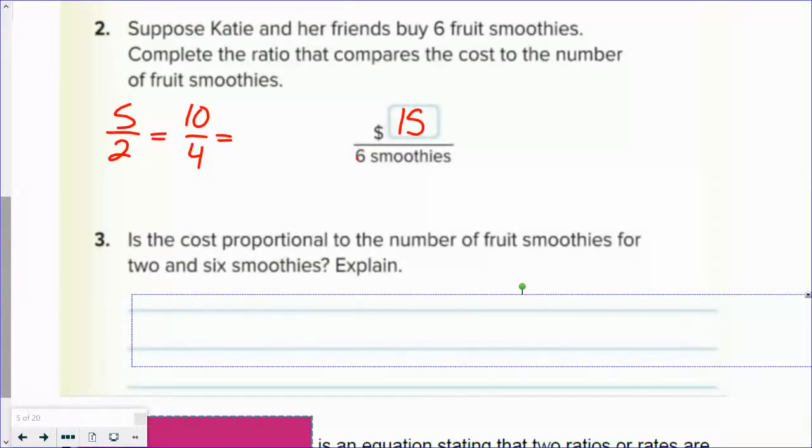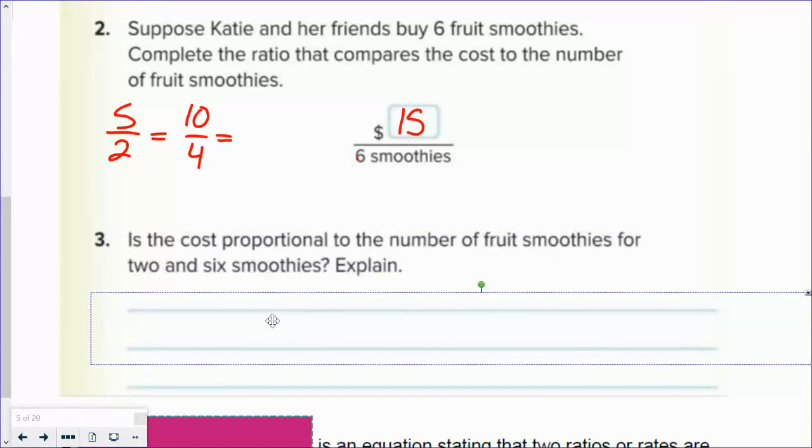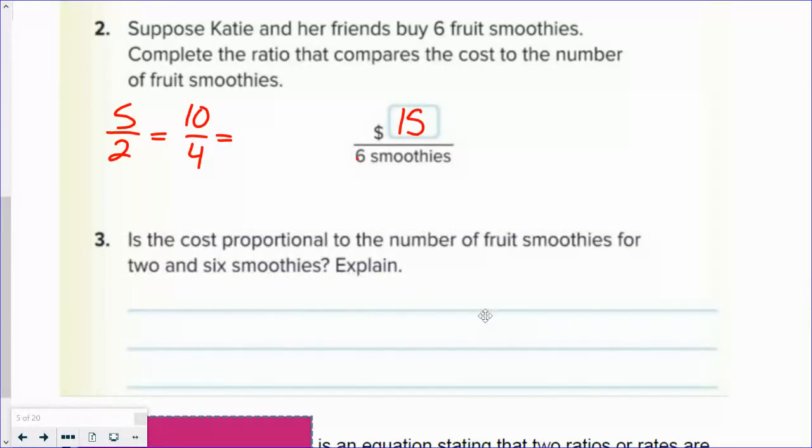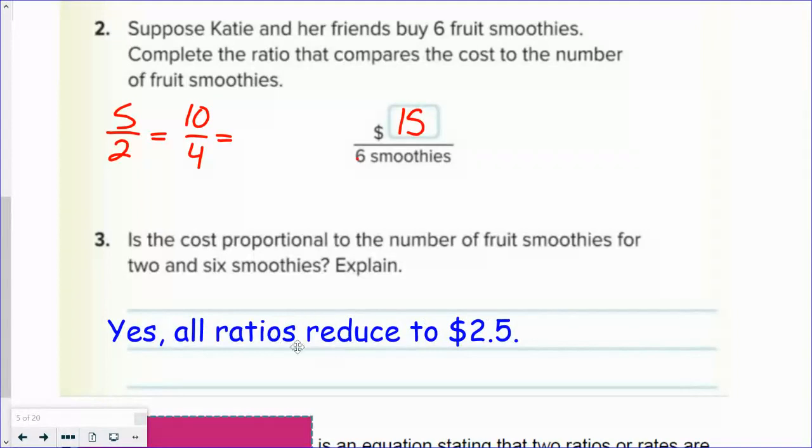So is the cost proportional to the number of fruit smoothies in 2 and 6 smoothies? We would say, yes, all ratios reduce to 2.5. If I took my 15 divided by 6, I would get $2.50 per smoothie. The same thing if I took $5 and divided by 2. And remember, being proportional means all of the ratios are equal.